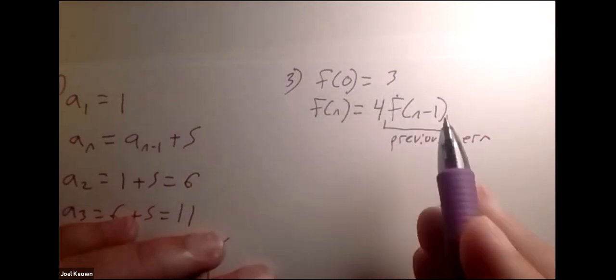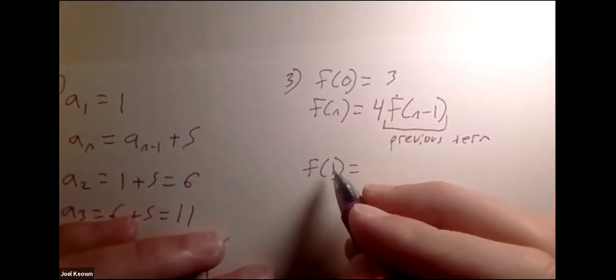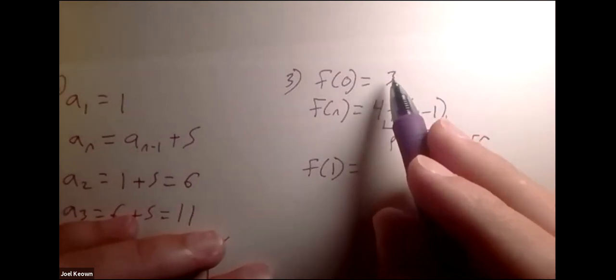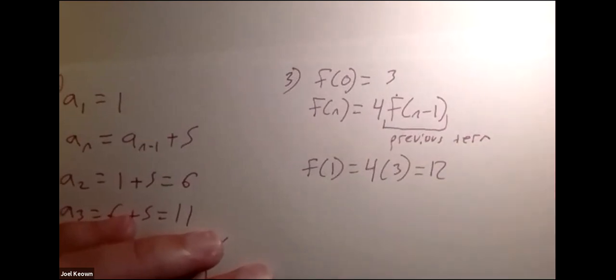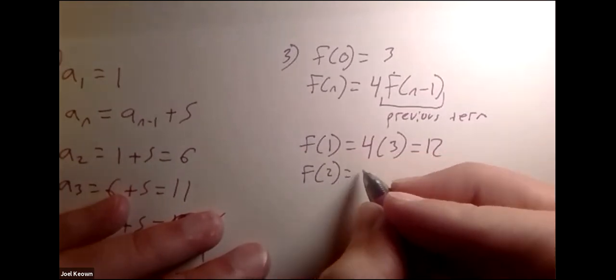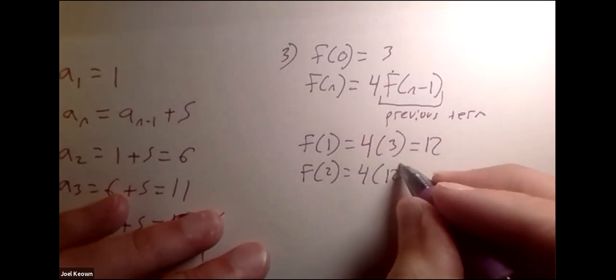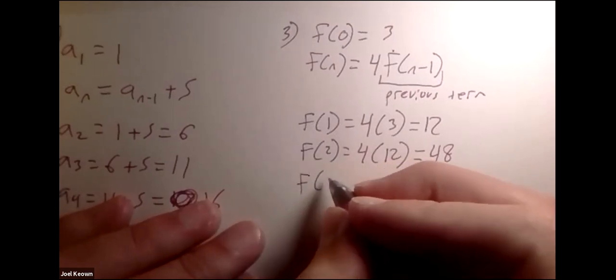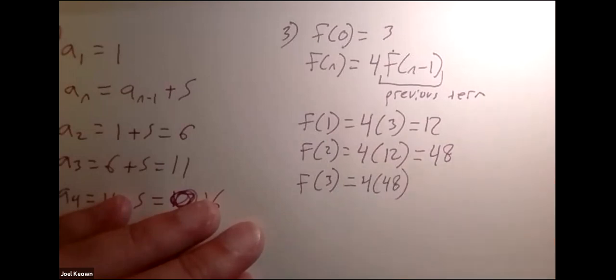So f of 0 is 3. What comes after 0? 1 comes after 0. Okay? Well, this means previous term. So the previous term is 3. So I'm going to say 4 times 3 is 12. Do it again. 4 times the previous term, which was 12. 4 times 12 is 48. Next one. 4 times 48.